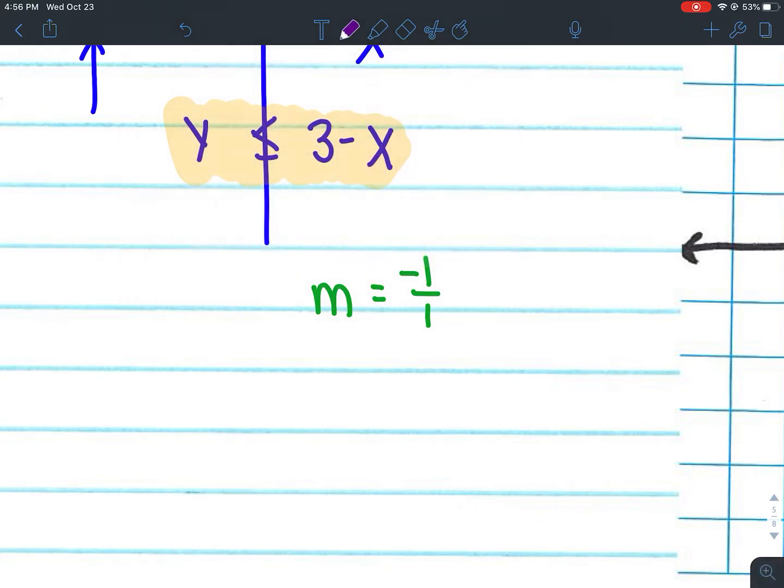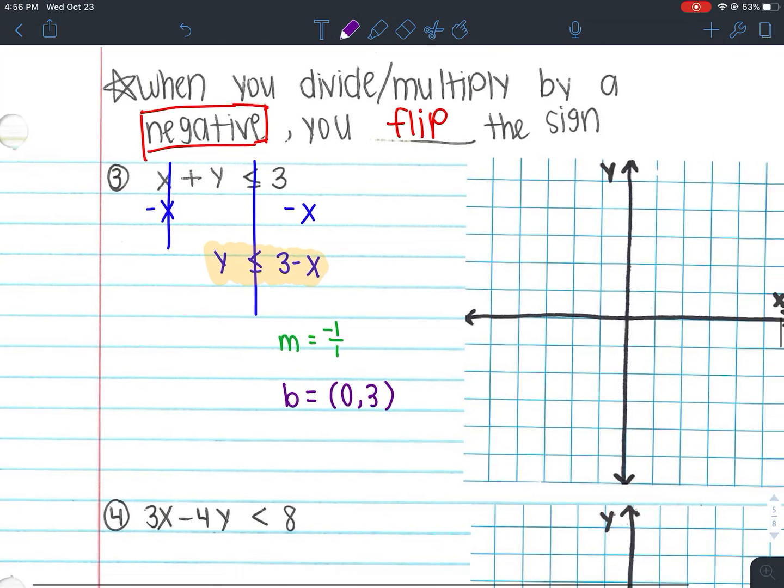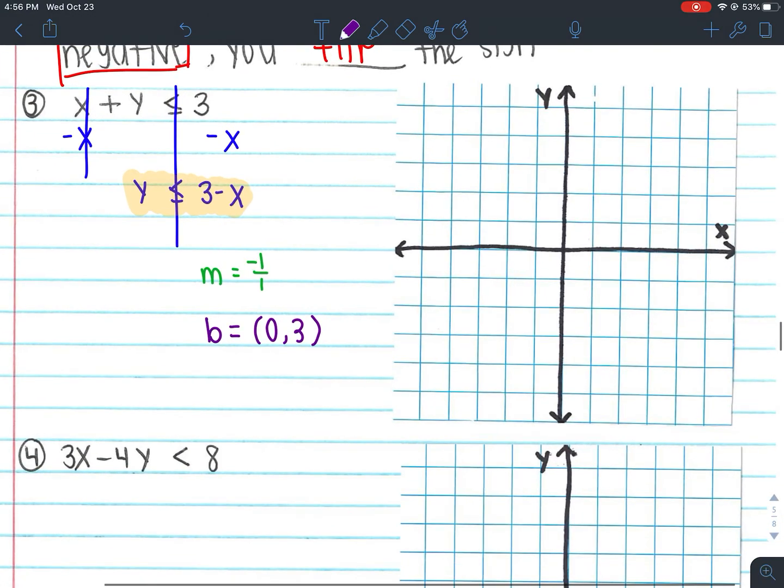My slope here is going to be -1/1, because it's what's attached to the x. My y-intercept here is going to be (0, 3). Okay, so you want to graph this on your graph. So (0, 3) would be up here, and then you want to use the slope of negative 1 over 1 or 1 over negative 1. I'm going to use the first slope, so down 1 over 1, down 1 over 1. So this is my line.